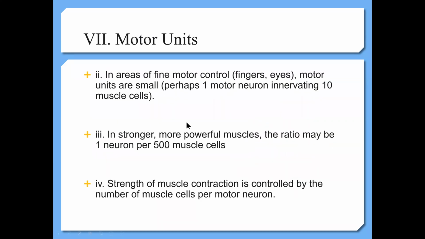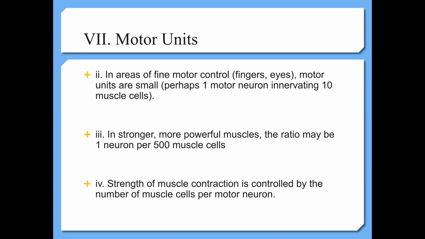In areas of fine motor control, which are the fingers and the eyes, especially the eyes, because you have 6 muscles in the eyes, and you need very, very good coordination. It doesn't take very much being off for you to get double vision. You've got one motor unit innervating probably 10 muscle cells, which is a very small thing, so it's for very fine control. It's also in the hands. In more powerful muscles, you've got one neuron per 500 muscle cells, and so the strength of any one particular muscle contraction is controlled by the number of muscle cells per motor unit.